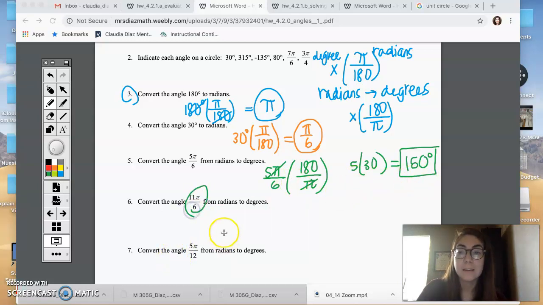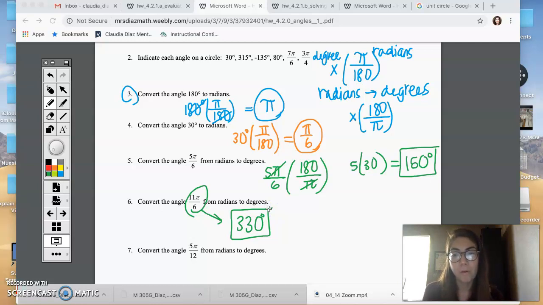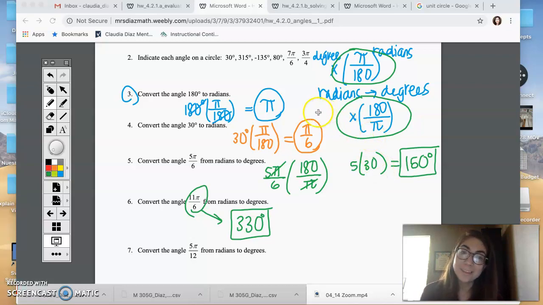11 pi over 6, that's also in the unit circle. 11 pi over 6 is in the fourth quadrant, and that should be 330 degrees. Some of these, if you know your unit circle, then you know what the angle is, but if you don't know, use these special formulas. Okay, those are our special formulas.